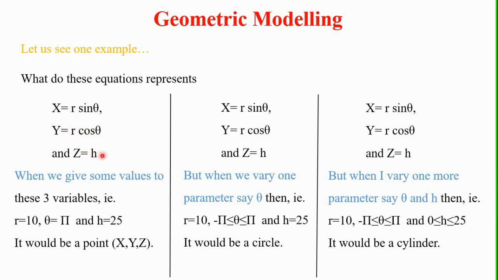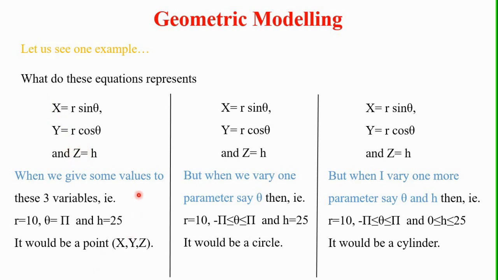When we assign some values to these three variables, we get x equals something, that is 10 sine of theta, y equals something, and z equals h, which is equal to 25. Already it is given. Therefore, we will get the value of x, the value of y, and the value of z.